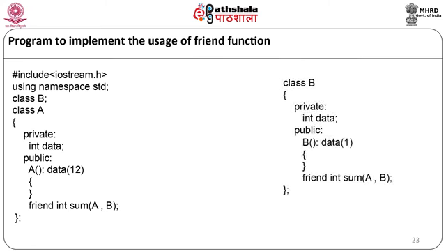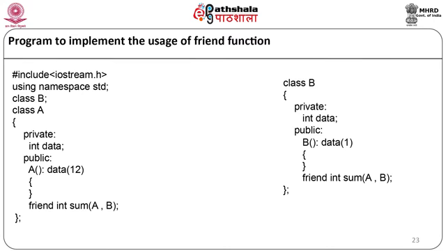Now we will declare class B. Private data is int data. Again we are going to declare the constructor as B(): data(1). Here we are going to declare the friend function as friend int sum(A, B). Our second class will end. As you can see, in the first class, when we declare the friend function, we declare it as friend int sum(A, B).